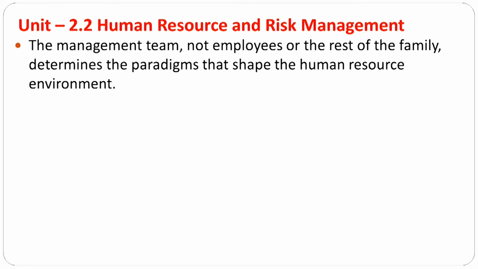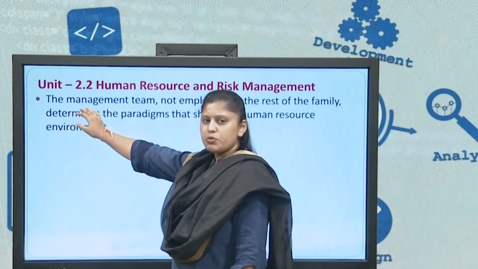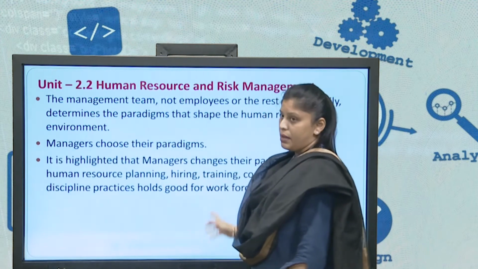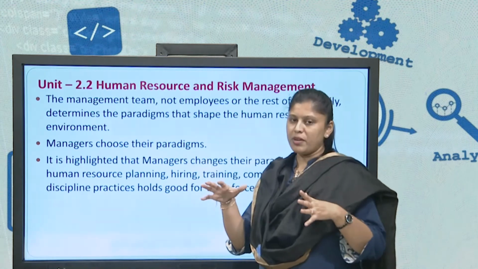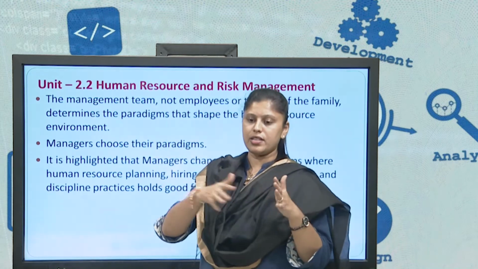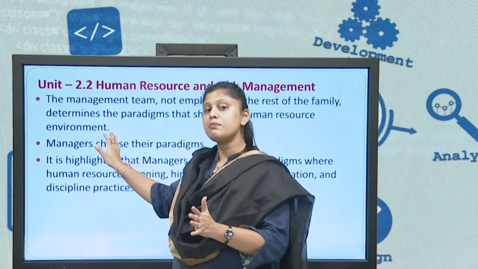So there is a management team that decides the paradigms that shape the human resource environment. The management team will see what the HRM team is going to do for its employees. It is always top management who decides for the HRM. Managers choose their paradigms. Those topmost managers will see that this is paradigm 1, paradigm 2, paradigm 3, and decide which is going to work best with the employees, and that suitable paradigm will be chosen by the managers.